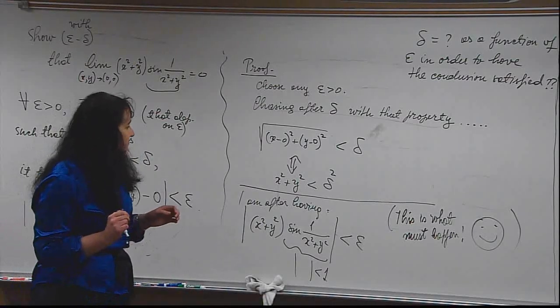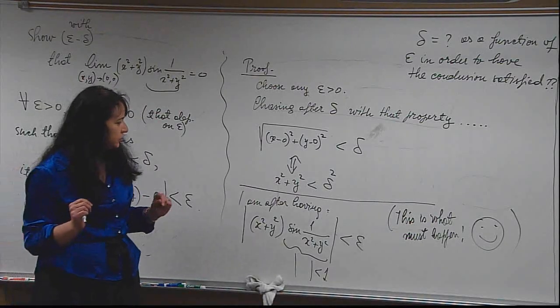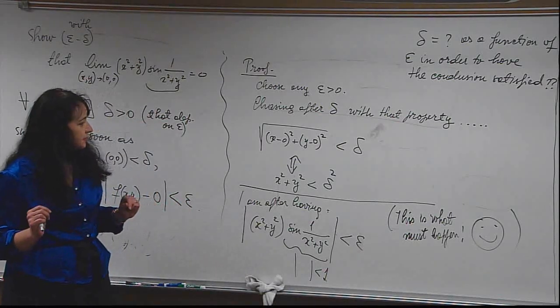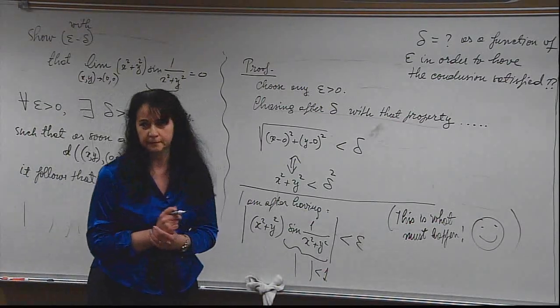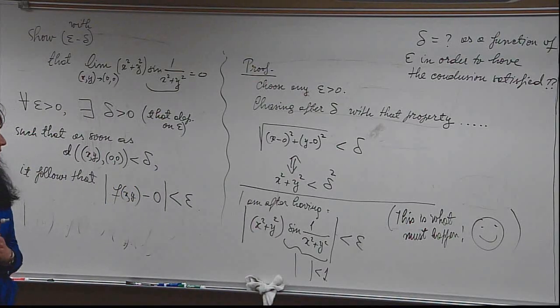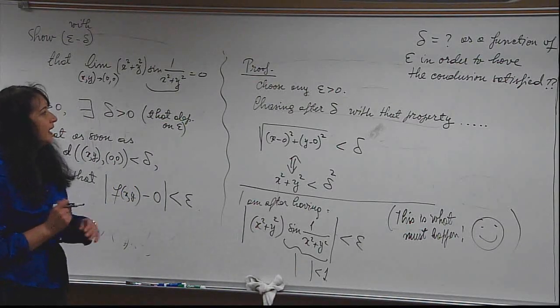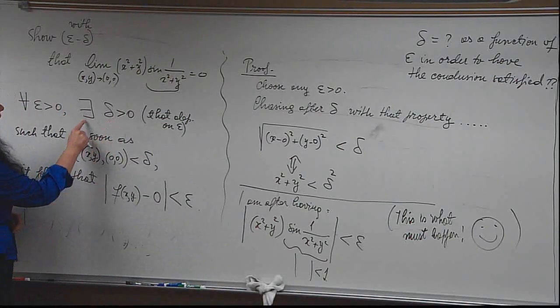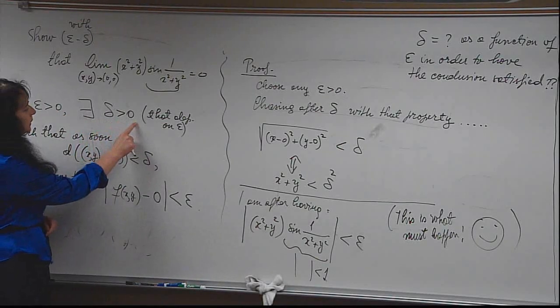So what if I choose delta to be what? No, delta cannot be 0. So delta, look, there exists a delta strictly bigger than 0.